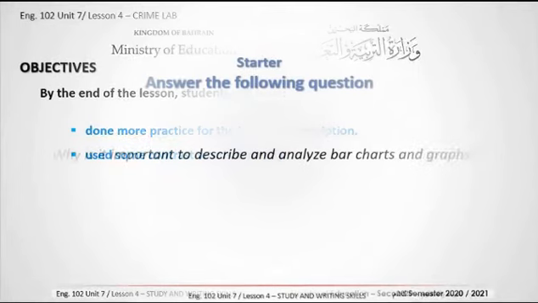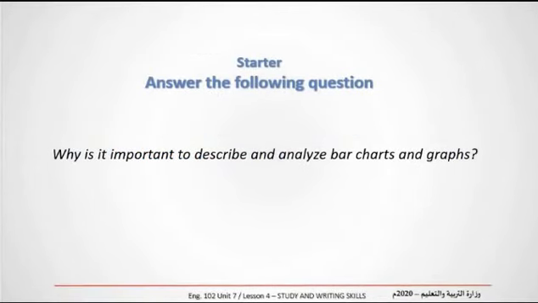Now, before we begin, this is a starter. In the chat box, you can use the chat box to answer the following question. Now, why do you think, in your opinion, it is important to describe and analyze bar charts and graphs? Why are we doing this? You know, we have bar charts and things like that, numbers and so forth. Why is it important to describe bar charts?